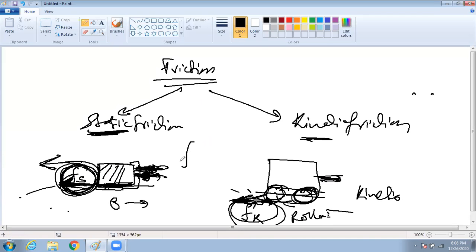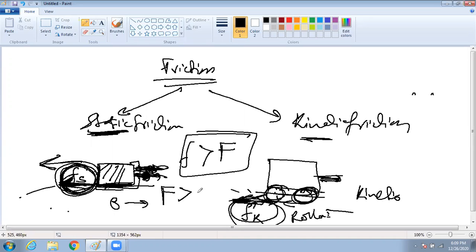If your frictional force is greater than the applied force, will the body move? No. The body will not move. So you have to apply the force in such a way that it overcomes the static friction. Only when you pull hard will it get moved. Clear or not? Clear, sir. Yes, sir.